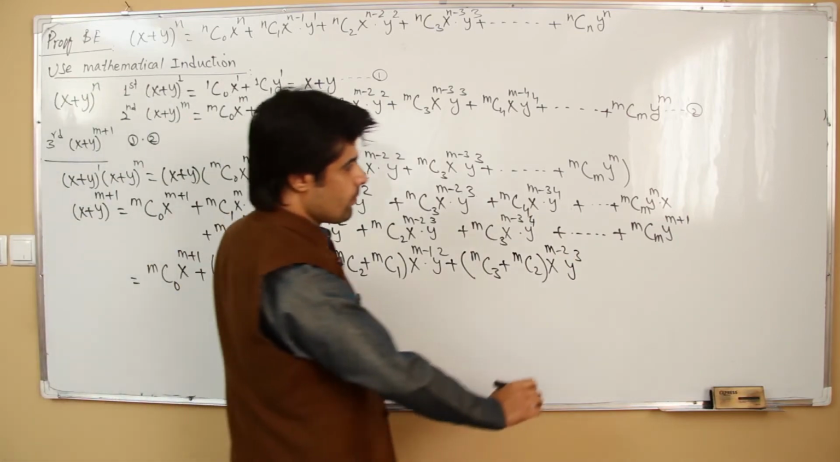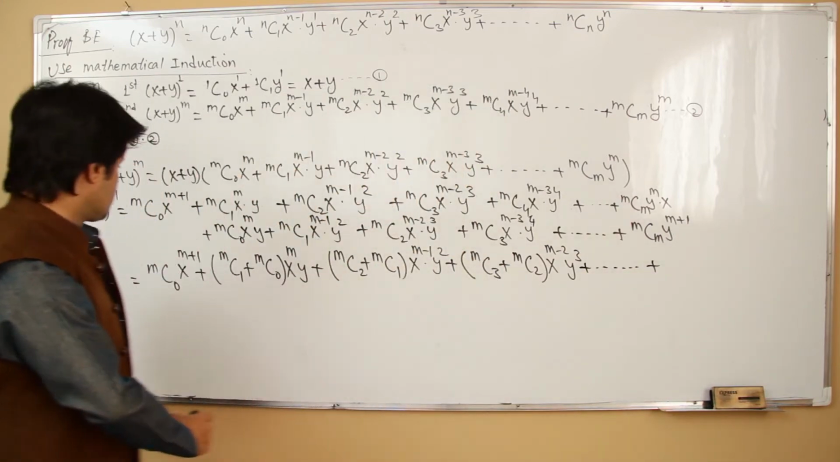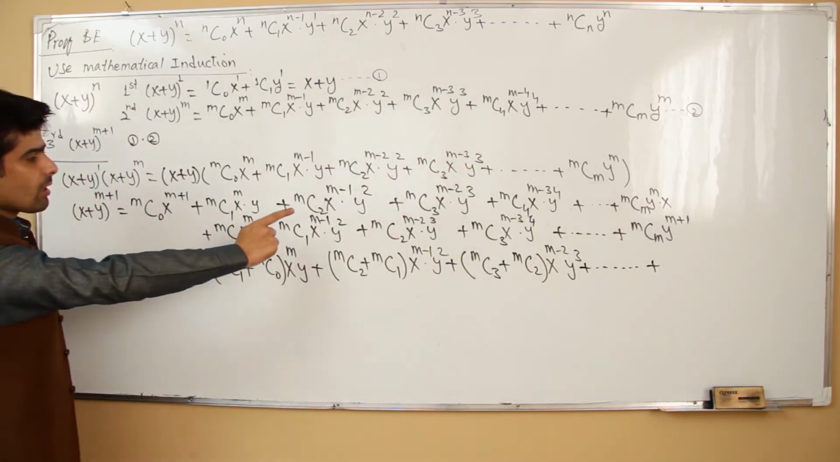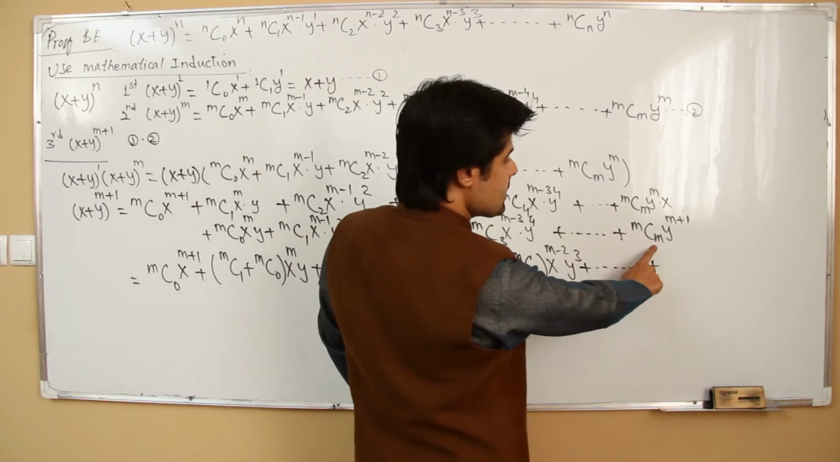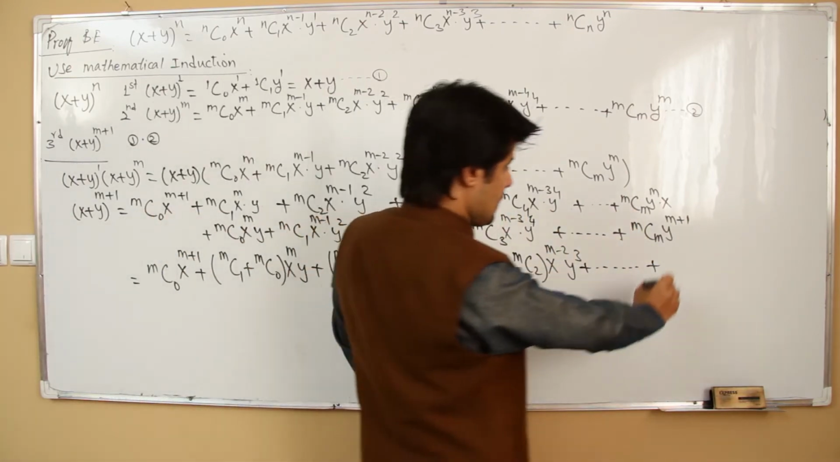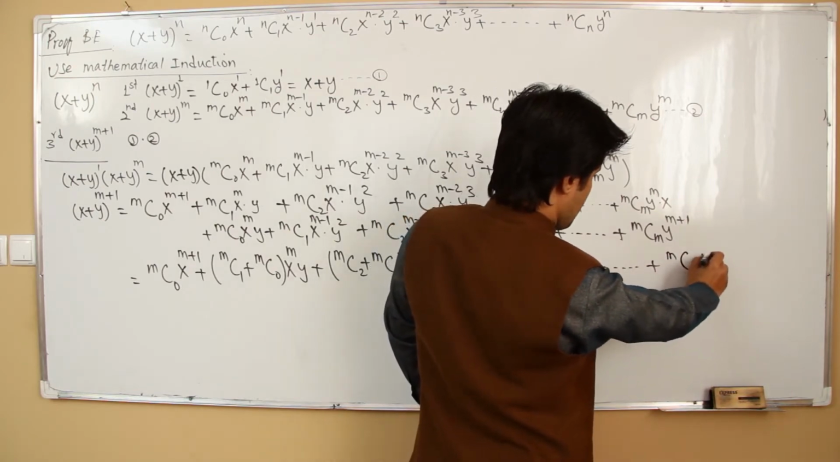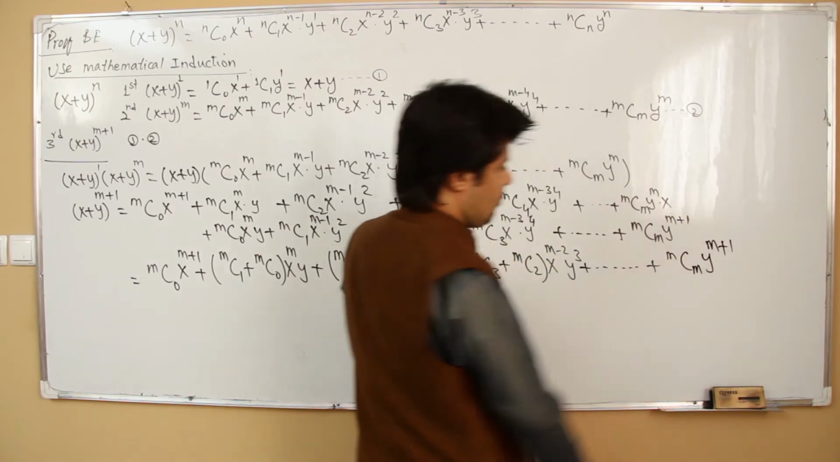Like this one, this term we don't have in here. It means the last term also we don't have in this expansion. So the last term would be mCm y to the power m plus 1.